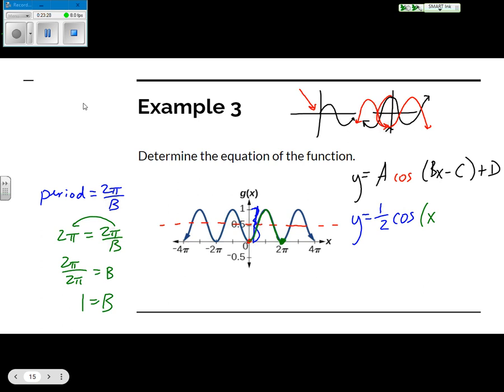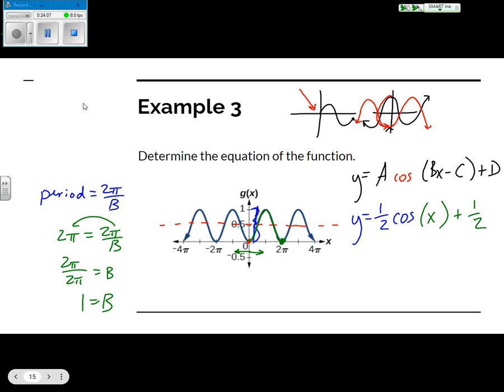C is going to be how far it shifted. That's kind of hard. This thing did not get shifted at all. It did not move left or right. It started right here on the axis. That's one way to look at it. Right? So I don't have to worry about a C. A C is going to be 0. It didn't move. And then a D is going to be where your midline is. That midline definition I missed earlier, it is just going to be where your midline is. So I took this whole sine or cosine graph and moved everything up 1/2 unit. And that's going to be my D.